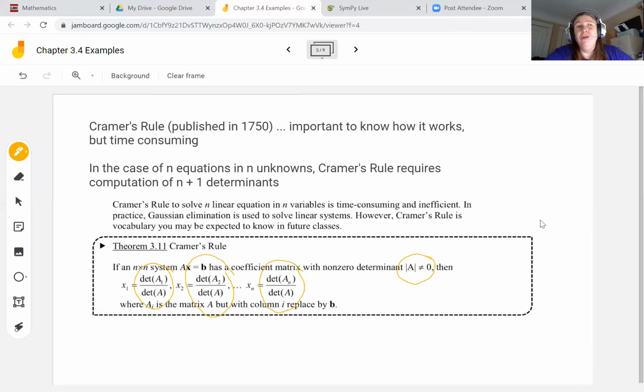Imagine coding a computer where you're going to be working with a data set with hundreds of thousands or millions of values. It's going to be longer runtime for these extra calculations. All right, so Cramer's rule to solve n linear equations in n variables is time consuming and inefficient. In practice, Gaussian elimination is used to solve linear systems.